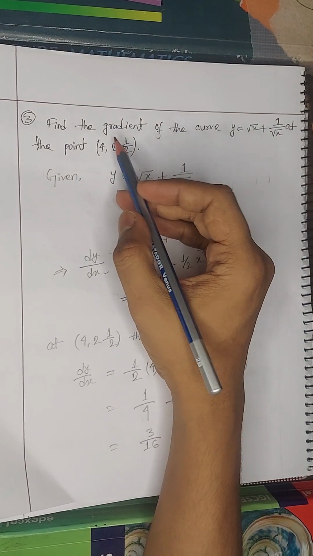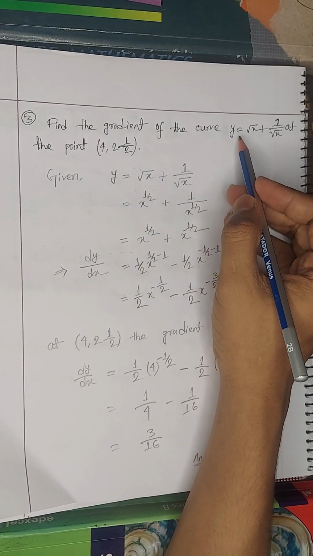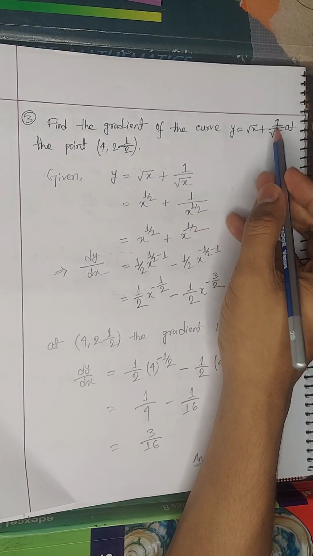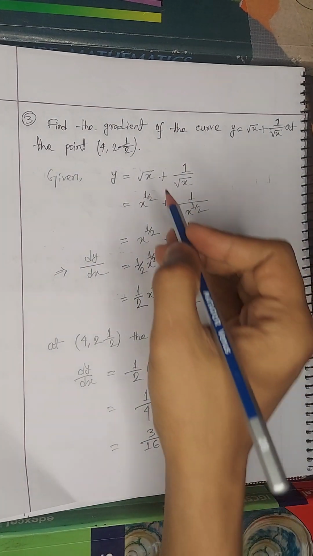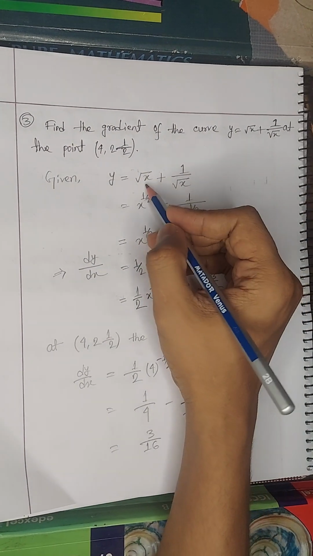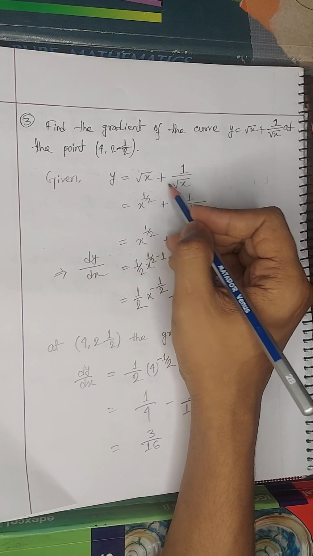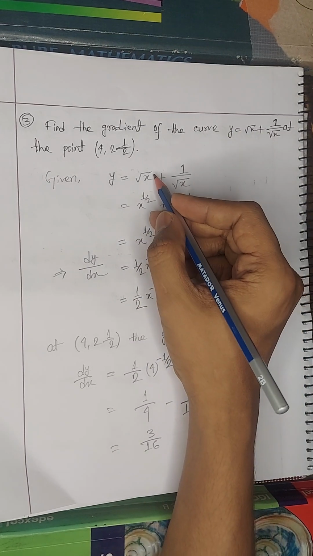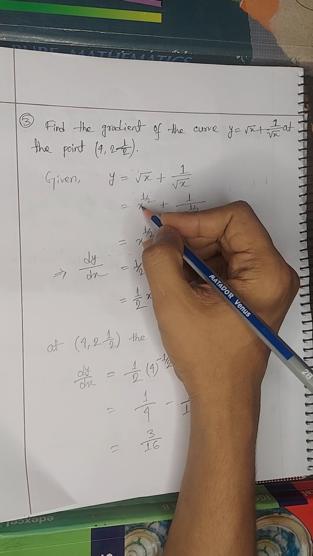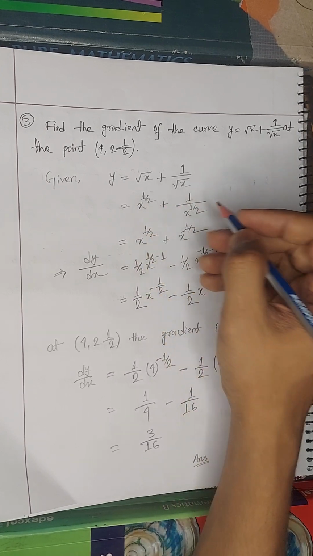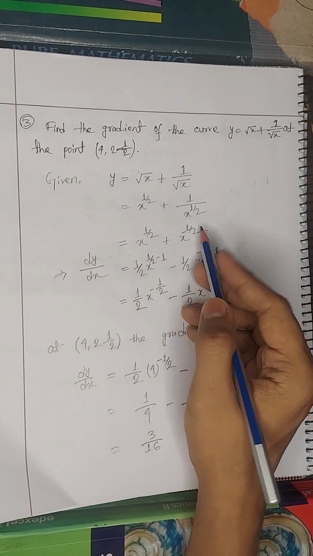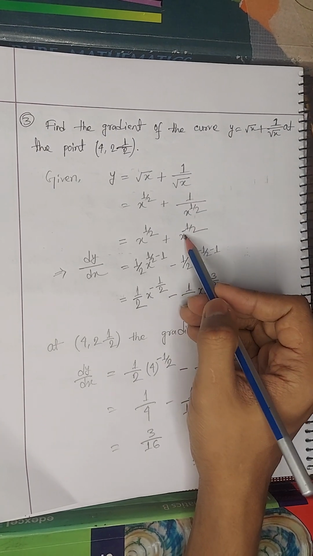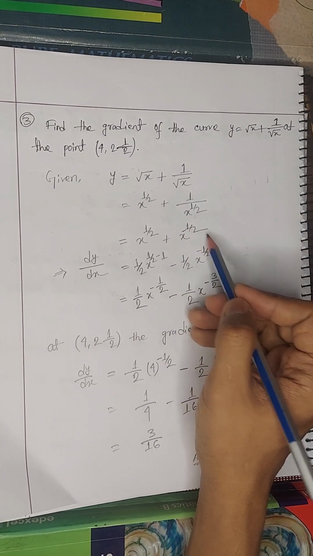Here we have to find the gradient of the curve y is equal to root x plus 1 by root x at the point. Here the function is y is equal to square root of x plus 1 by square root of x. We know square root means x to the power 1 by 2, and in a similar way 1 by x to the power half means x to the power minus half.